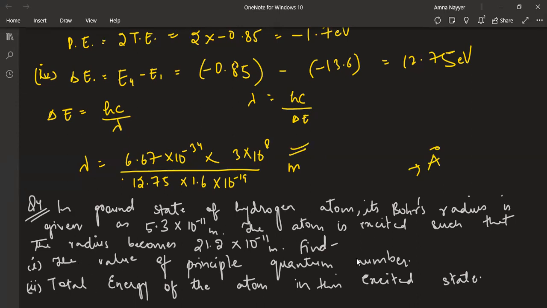Value of principal quantum number and the total energy of atom in the excited state. So this also came in 2013. This question is very easy. Fourth part, first one, you just have to take out the ratios. Once you have the ratios, you can get the total energy. At least try to find out the ratio. You'll get the principal quantum number.